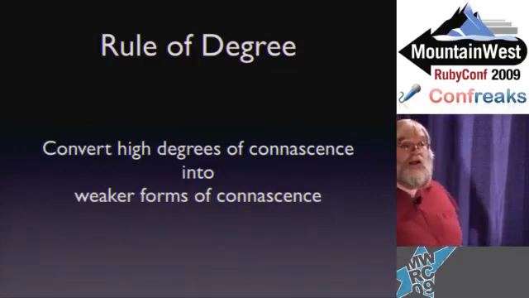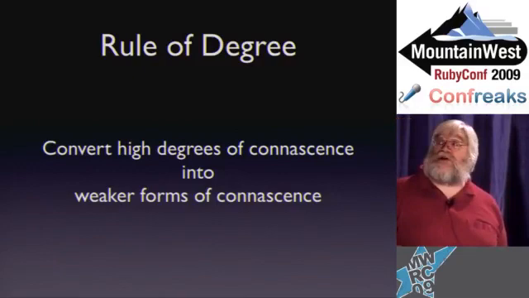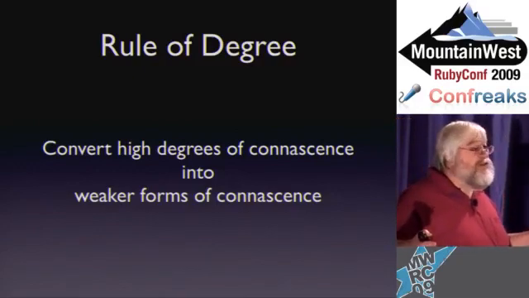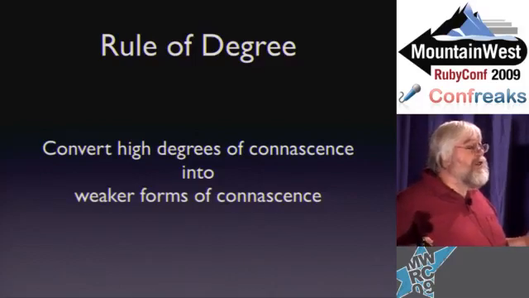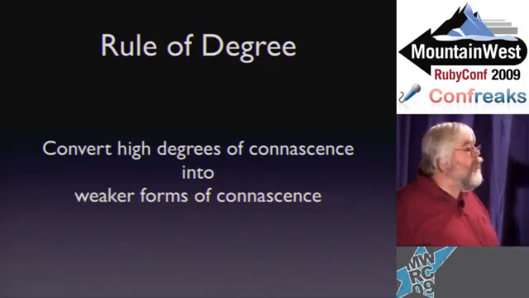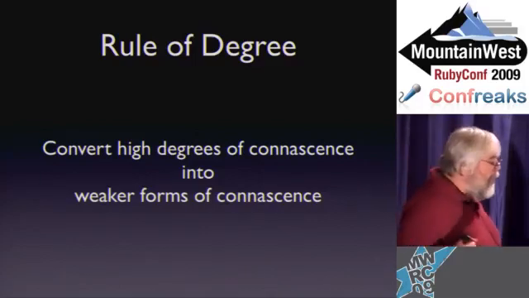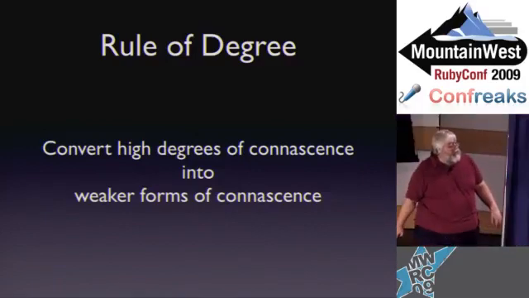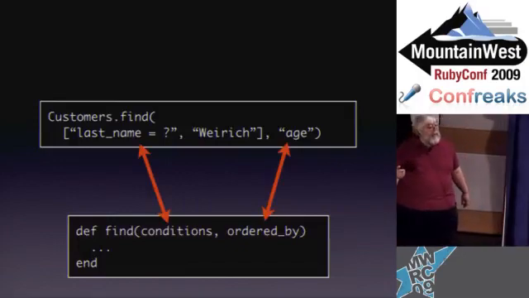And that introduces us to the rule of degree, which says that if you have a high degree of connascence, it's probably a good idea to convert it to a weaker form of connascence, as we did in our example, converting it from position to name.